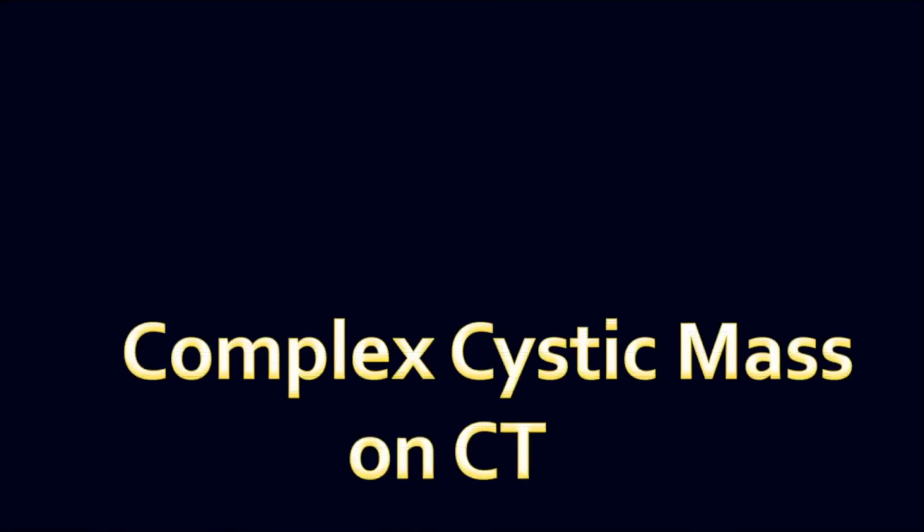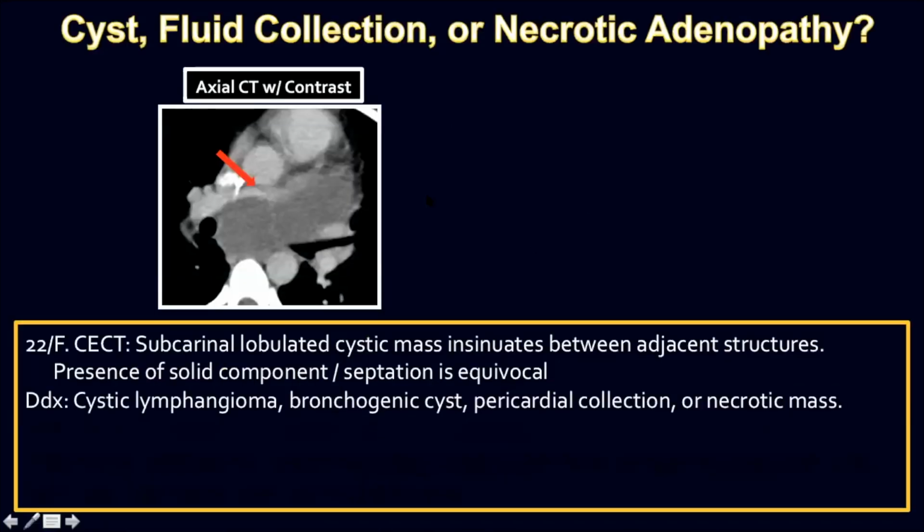Now let's look at an example of a complex cystic mass in the visceral mediastinum. This was a young woman who presented with a subcarinal lobulated cystic mass, and it seemed to insinuate between adjacent structures. We thought that there might be a solid component or a septation here, but weren't very sure. With this appearance and in this location, we thought that this could be a cystic lymphangioma or a bronchogenic cyst or a pericardial collection or a necrotic mass. So very broad differential, which was not very useful.